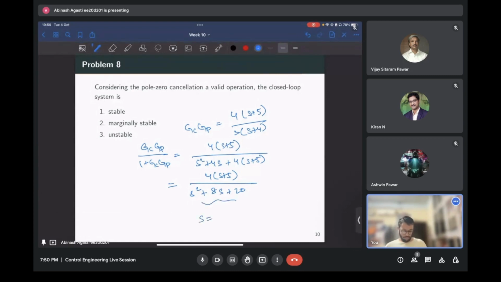So this is minus 8 plus minus root of b square minus 4ac. Right. So this clearly has negative, sorry. Okay. So here clearly we have a pair of complex conjugate poles, and the real part of the poles are negative, minus 4.